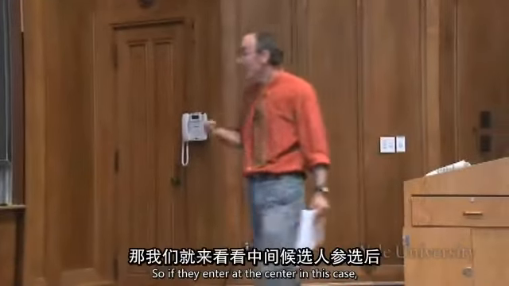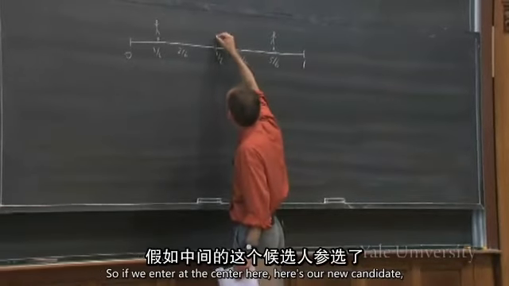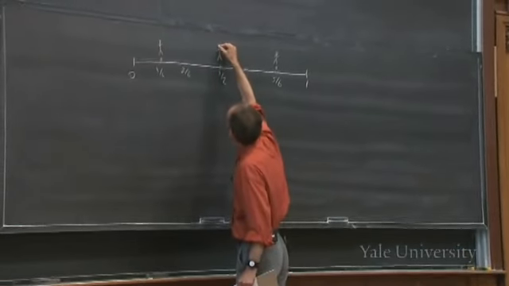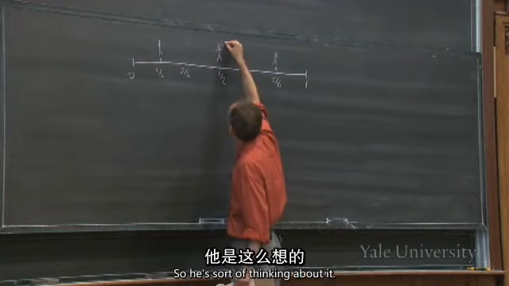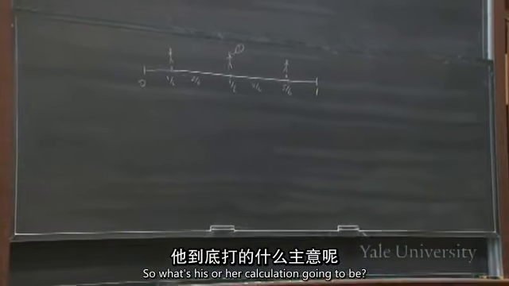Well, let's see. What are they vulnerable to? They're vulnerable to deviation by somebody entering at the center. And if somebody enters at the center, what would make somebody enter at the center? They're going to enter at the center if they can win, basically. So if they enter at the center in this case, let's see how many votes everyone gets. So here's our new candidate who's thinking about entering at the center. What's his or her calculation going to be?